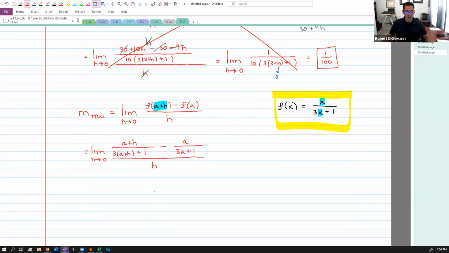So look, we're going to go about this the same way we did the previous problem. We are going to get a common denominator between these. Now I'm going to do one step more before I get a common denominator to help us with the algebra a little bit. On this bottom left, I'm going to distribute the 3 through that parenthesis. I get 3a plus 3h plus 1. That's this right here. I still have minus a over 3a plus 1, all over h.